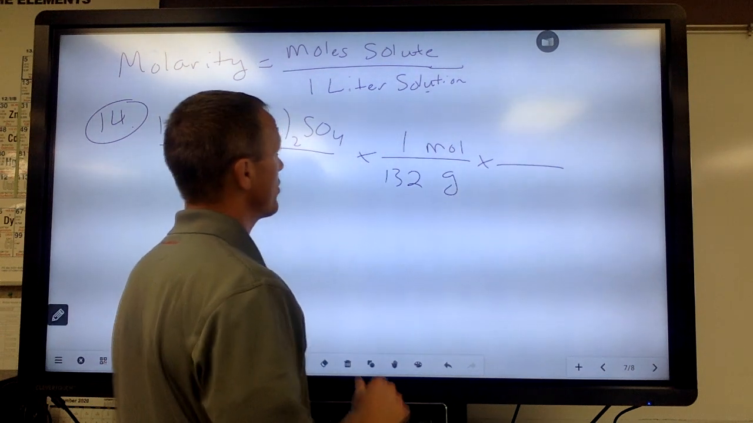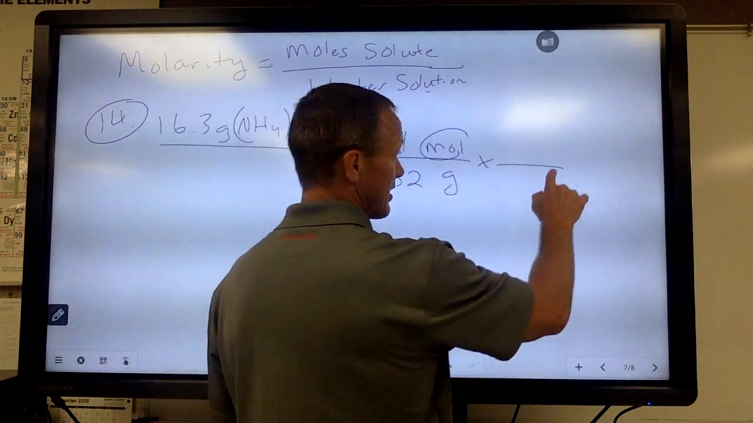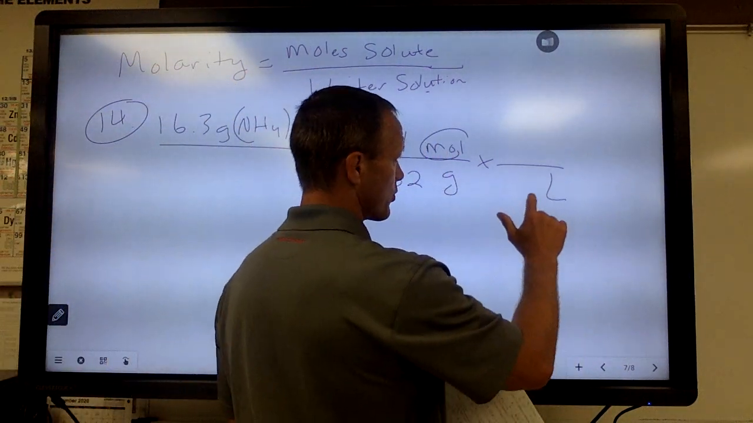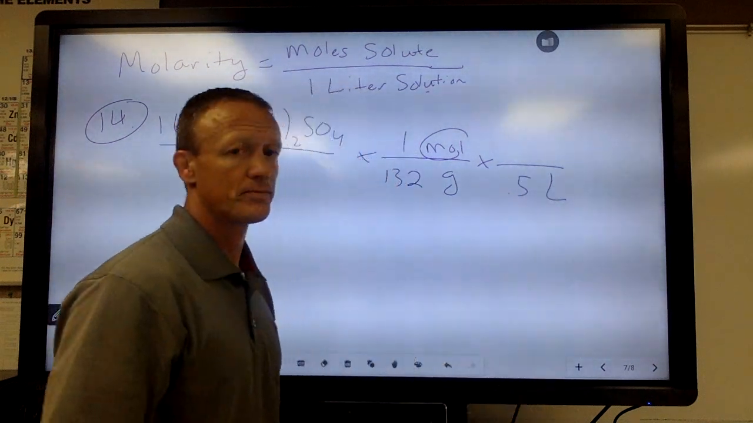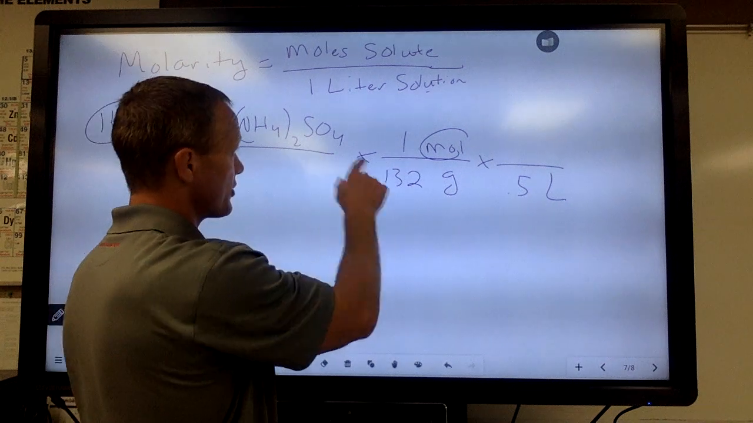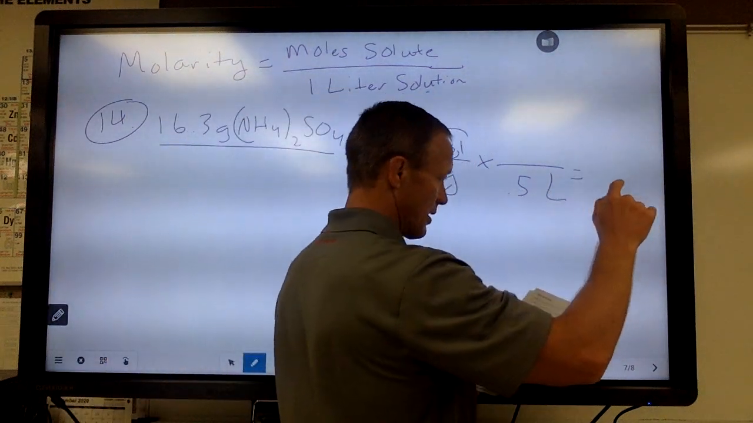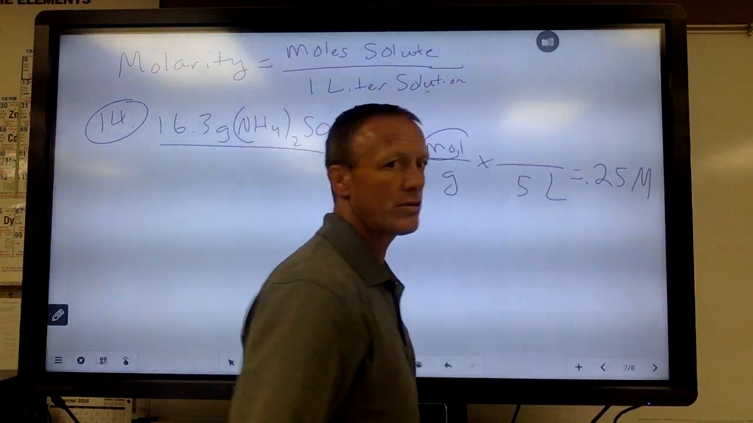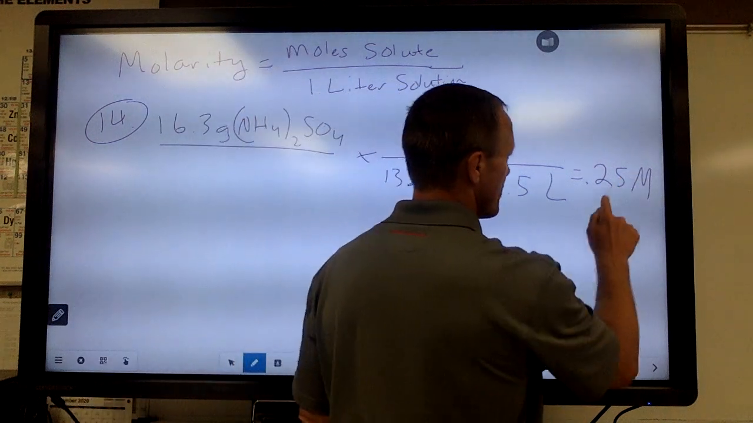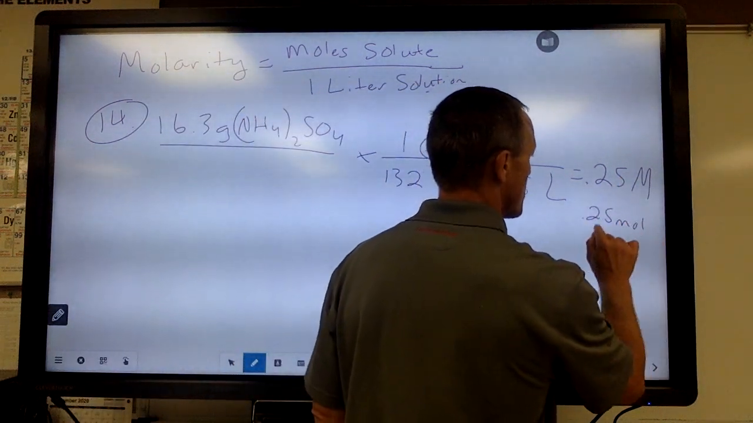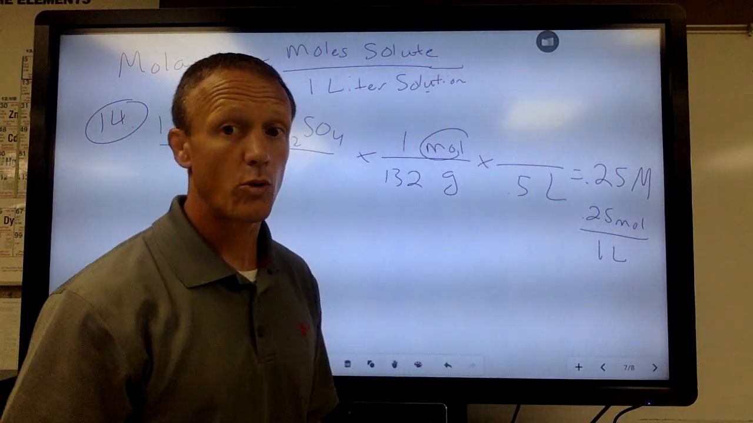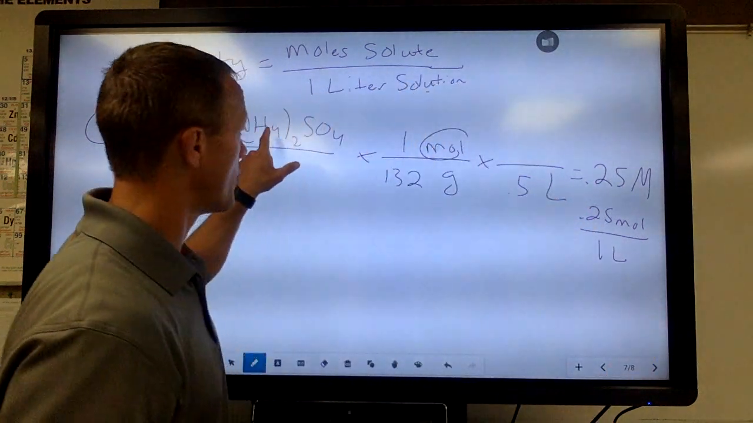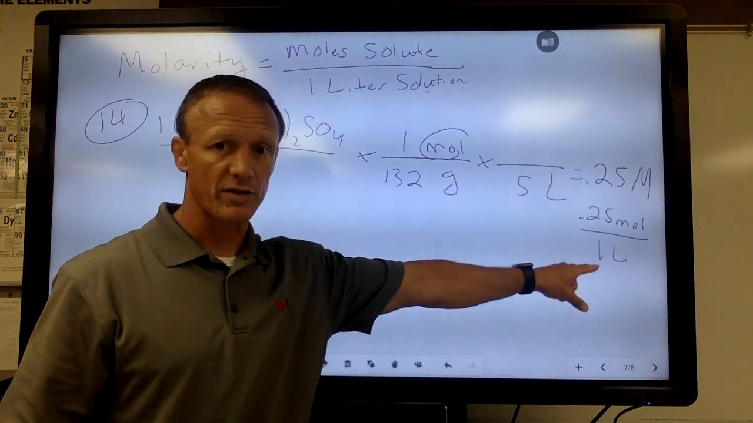And I want to know the molarity. Molarity is always moles per liter, so I need to divide by the number of liters. There's going to be nothing on top of this conversion. It's per 500 milliliters, which would be a half a liter. So divide by 0.5, and I get 0.25. Usually we just put a big M, usually italicized, but that means 0.25 moles per liter. In other words, there are 0.25 moles of ammonium sulfate per liter of solution.